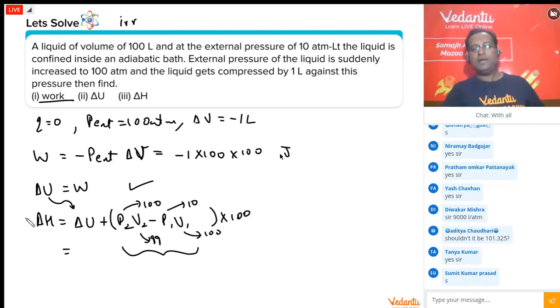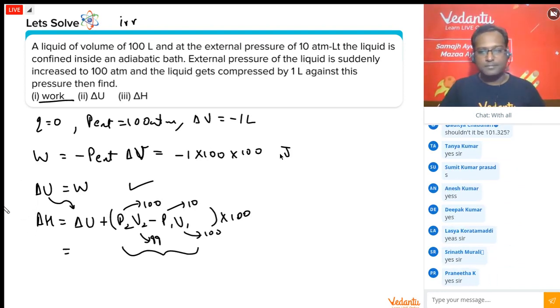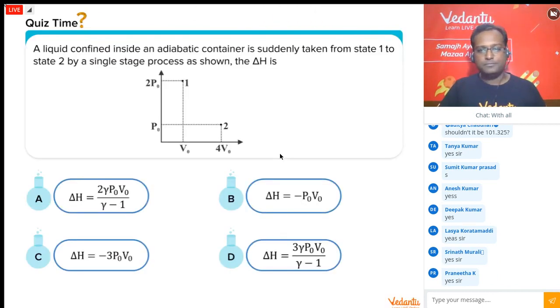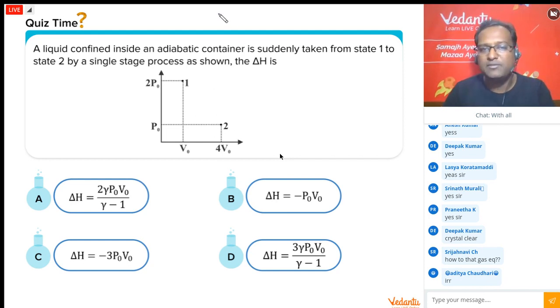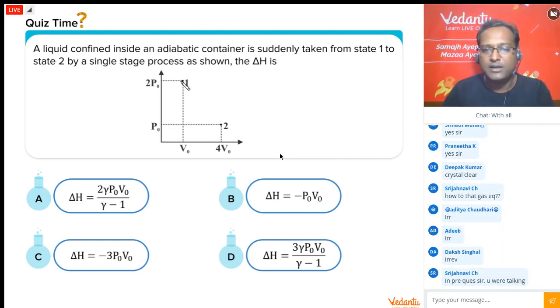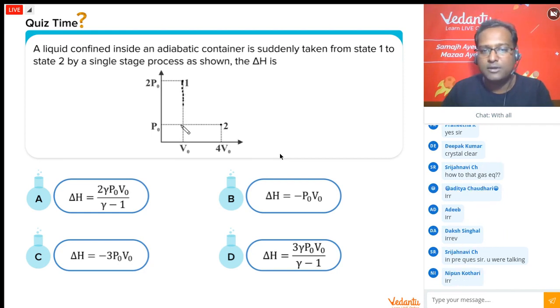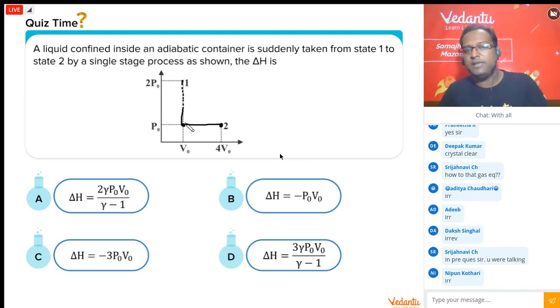Whatever answer comes out, I don't mind. Now, a liquid confined in an adiabatic container is suddenly taken from state 1 to state 2 by a single step process. They have not drawn any path anywhere, but it means that it is irreversible. So actually the path is this, the dotted one, a sudden change. In the previous question, you were talking. What was I talking about?